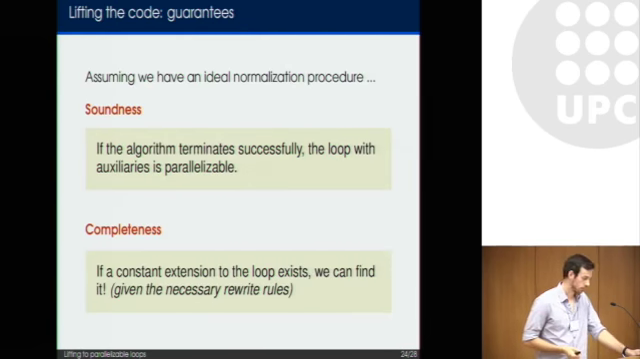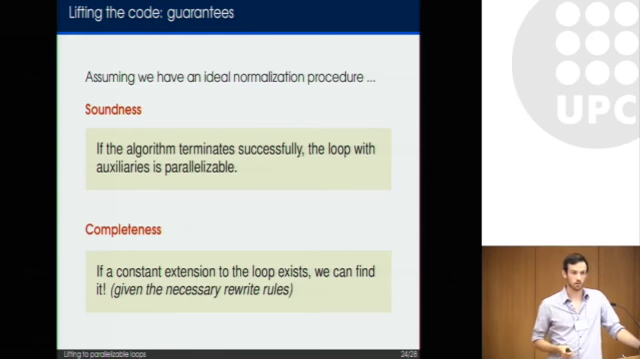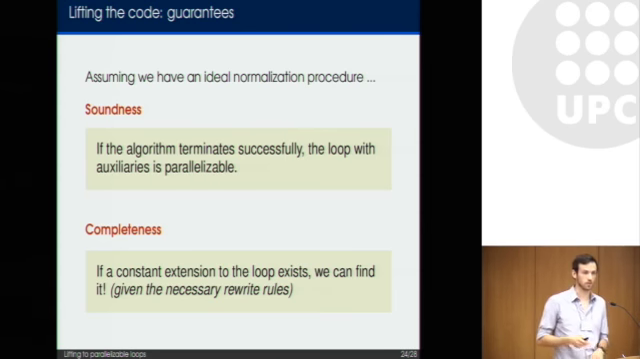We also have theoretical guarantees for this algorithm. So assuming we have this ideal normalization procedure that splits the expression into what the left thread was computing, what the right thread was computing, and this auxiliary, then we know that if the algorithm terminates, with or without new auxiliary, then the function is parallelizable. And also, if a constant extension, such as the sum, exists, then we can find this extension.